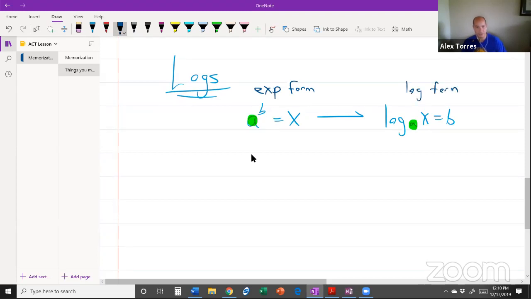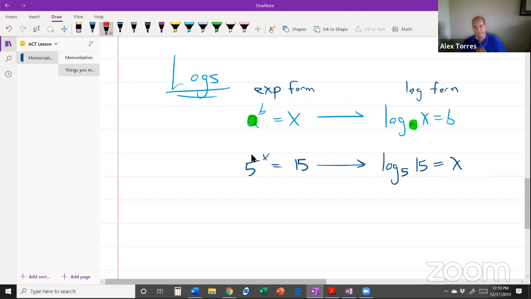So where would this be useful? Let's say that I had 5 to the x equals 15, right? Well, a calculator is not going to have anything you can do with an x power, but I can convert to logarithmic form. Log base 5 of 15 equals x. So the base stayed the same. The other two guys switched.